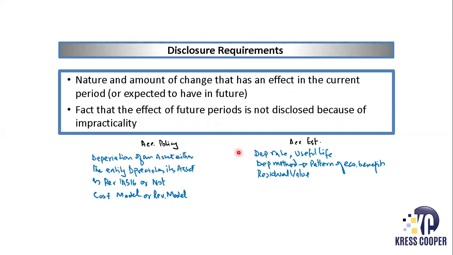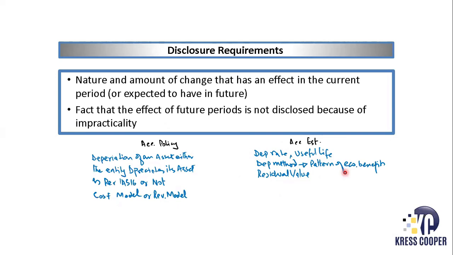And here I just wrote a few accounting policies and accounting estimates just for the sake of clarity. Depreciation is an accounting policy. Okay, cost model or revaluation model is an accounting policy, whereas depreciation rate, useful life, and method are accounting estimates. Remember, mostly people get confused about depreciation methods, that is why depreciation method is an accounting estimate.